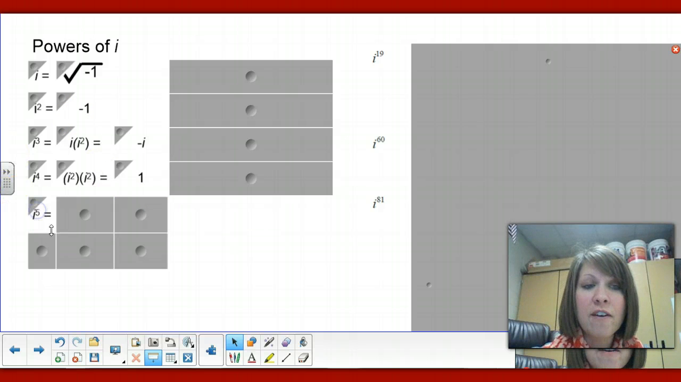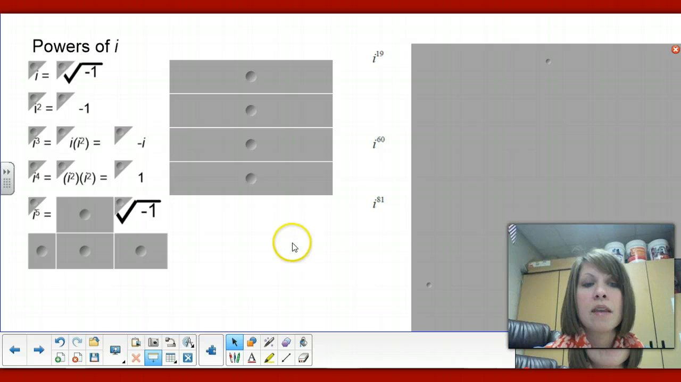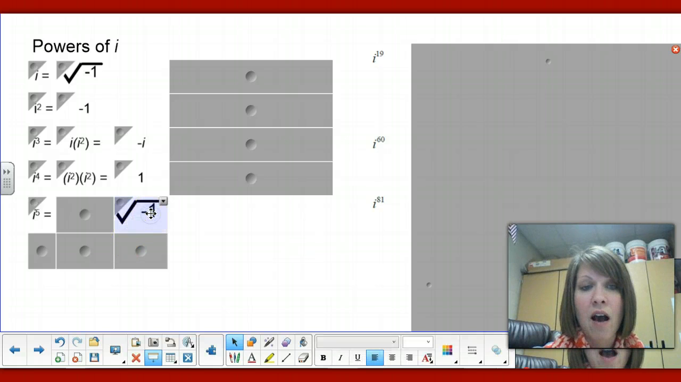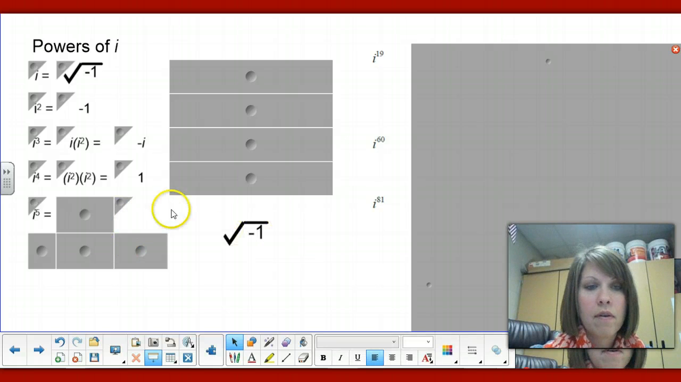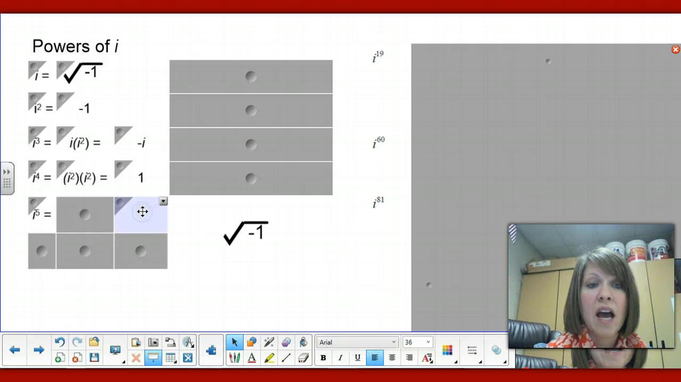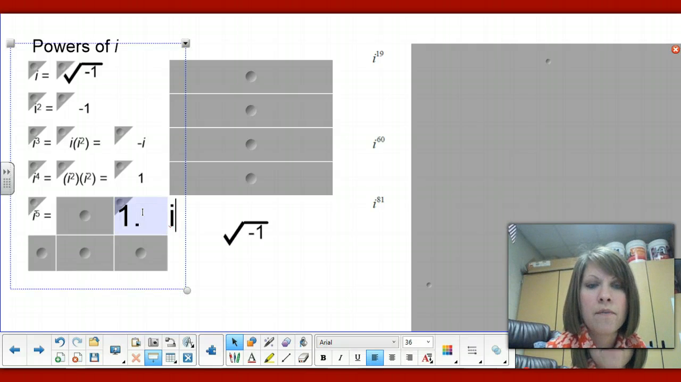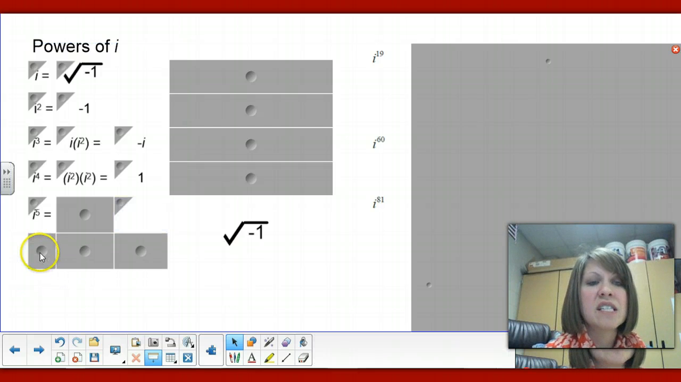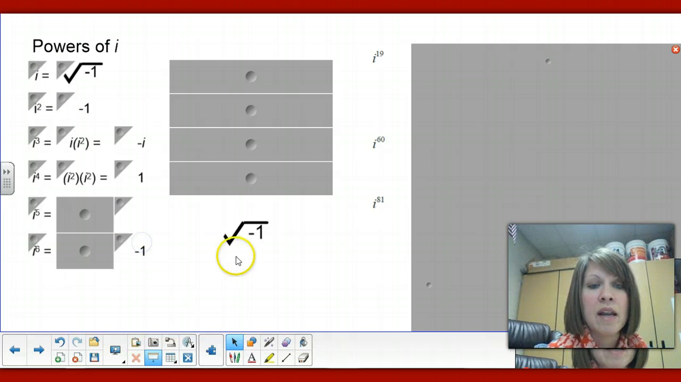i to the 5th is like taking i to the 4th times i, so 1 times i, which should really just say i. Anyway, there should just be an i in there. And then i to the 6th is going to match up with i squared, and that's going to be negative 1.